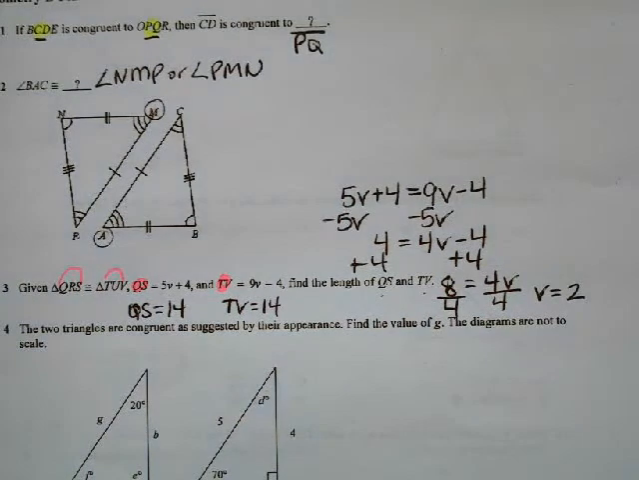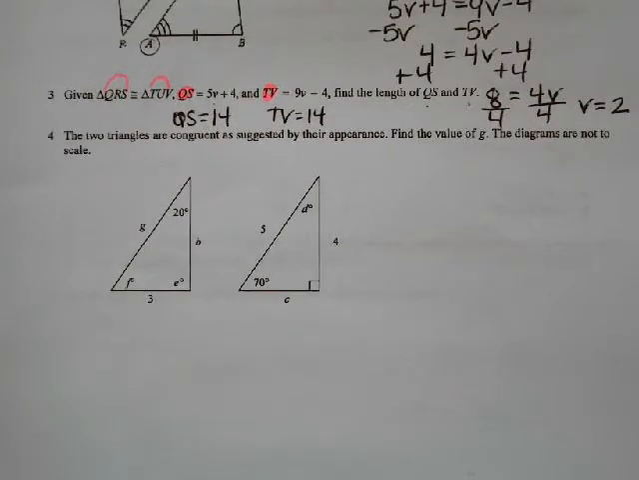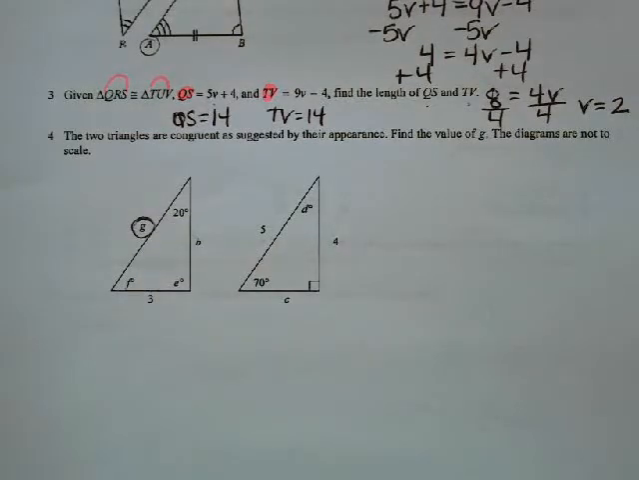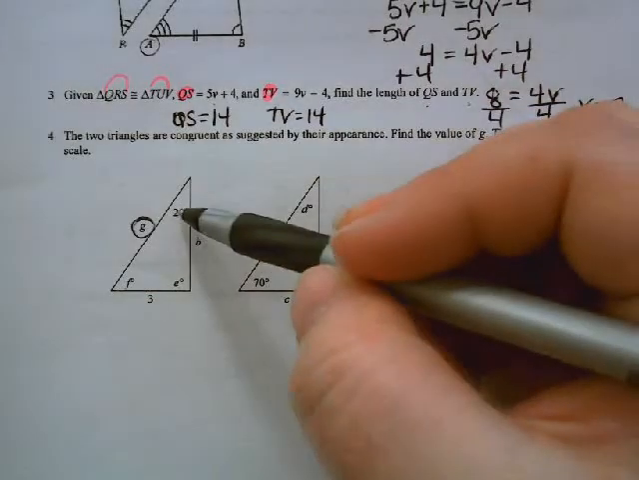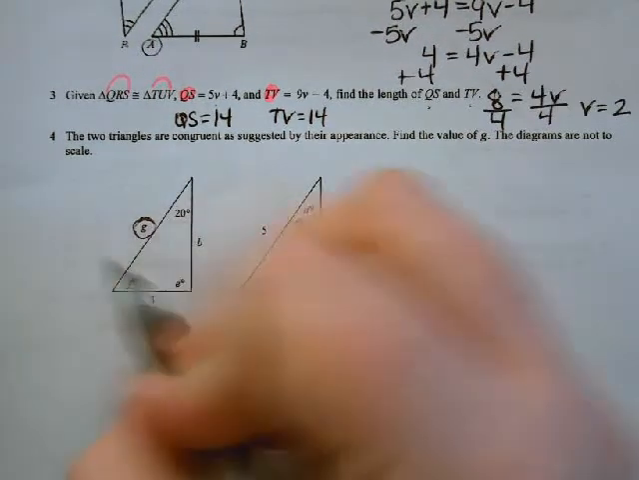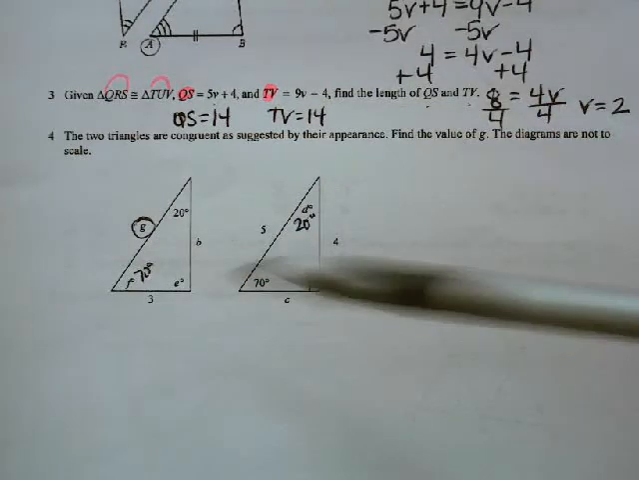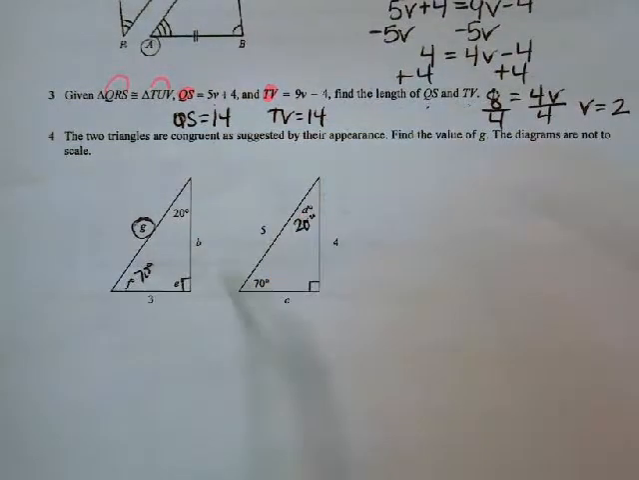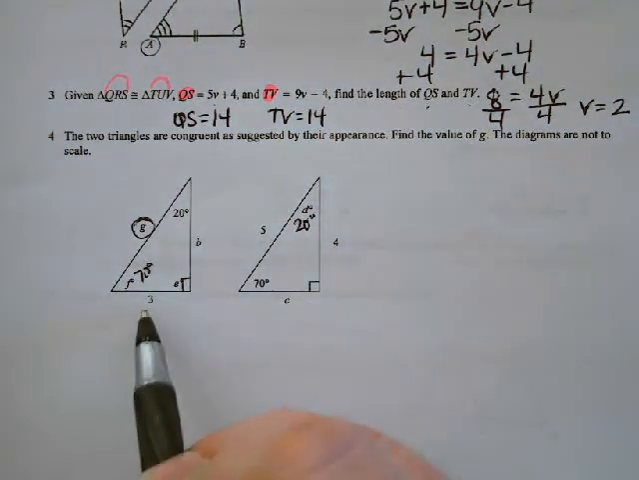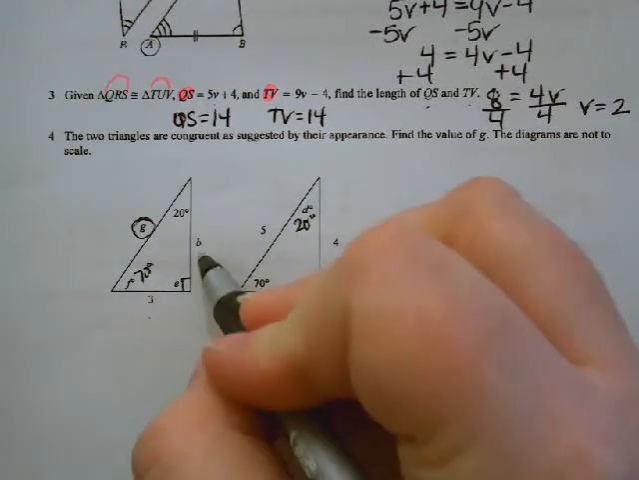Alright. Number 4. The two triangles are congruent as suggested by their appearance. Find the value of G. The diagrams are not drawn to scale. Alrighty, so if we're looking here, I see 20 degrees. So we know that this is 20 degrees. I see 70 degrees and 70. So the question is, and we have 90 and 90. Okay, so if we're pairing up the similar items, this is going to be 3. This is going to be 4, and finally G is equal to 5.